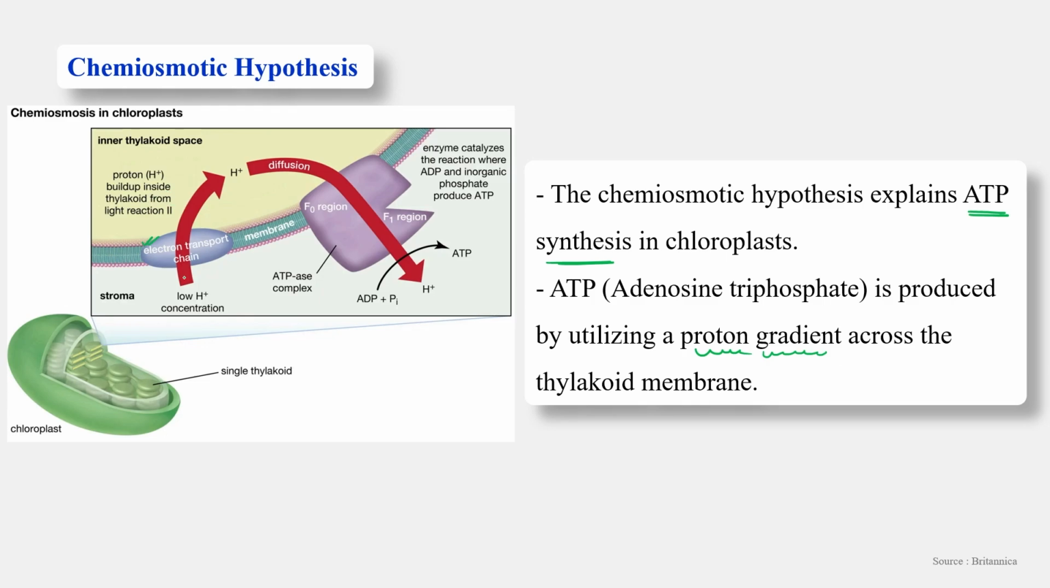This is the stroma, this is the inner thylakoid membrane, and when protons collect inside the thylakoid space, they then diffuse out through the F0F1 particle and produce ATP. Here the enzyme ATP synthase is used for this particular process.